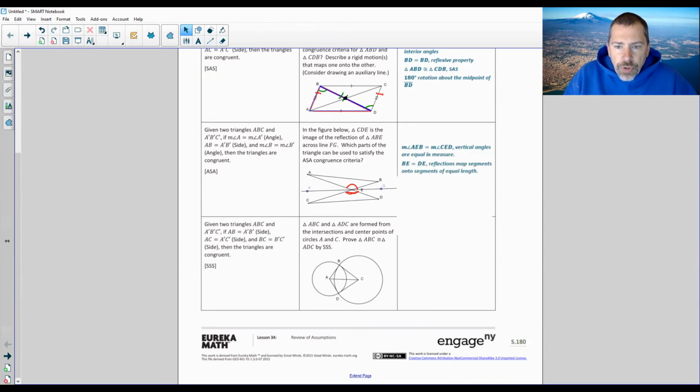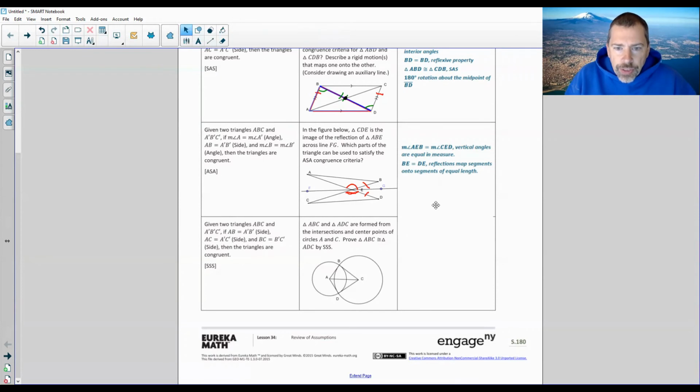And then we're going to say BE equals DE. Reflections map segments onto segments of equal length. That's the definition of a reflection. You reflect a segment across FG, the reflection is going to be the same length.